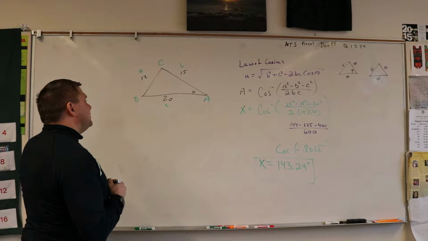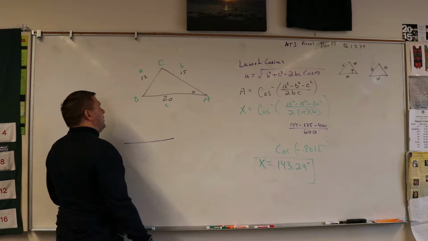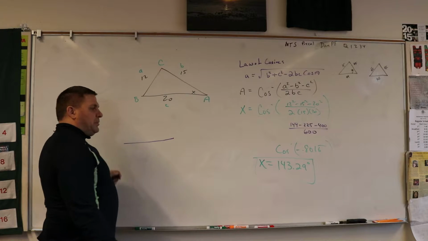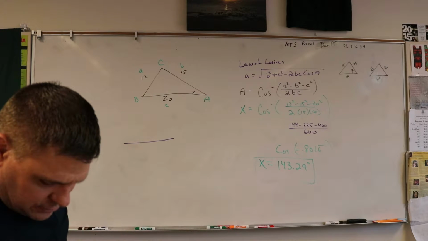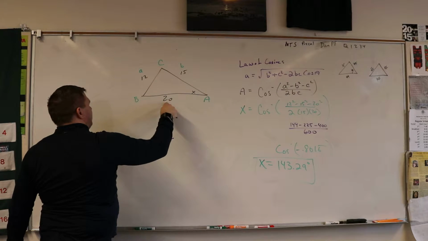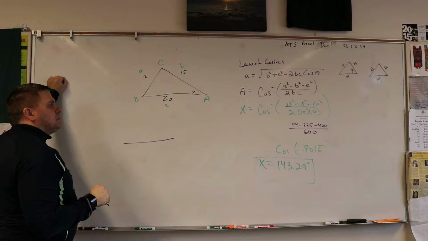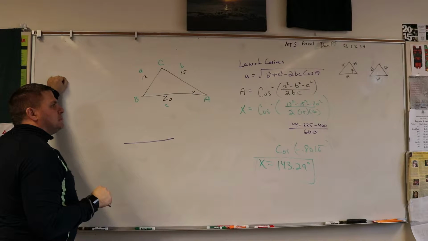143.29. So we're saying 20. That cannot be right. That cannot be right, because this side has to be bigger than this. This is the biggest side. Did we just find it for C?